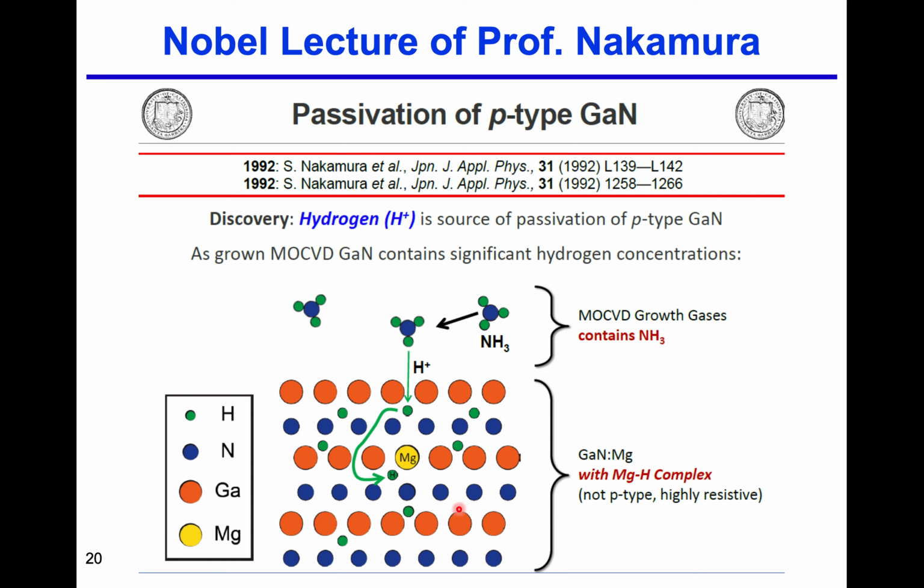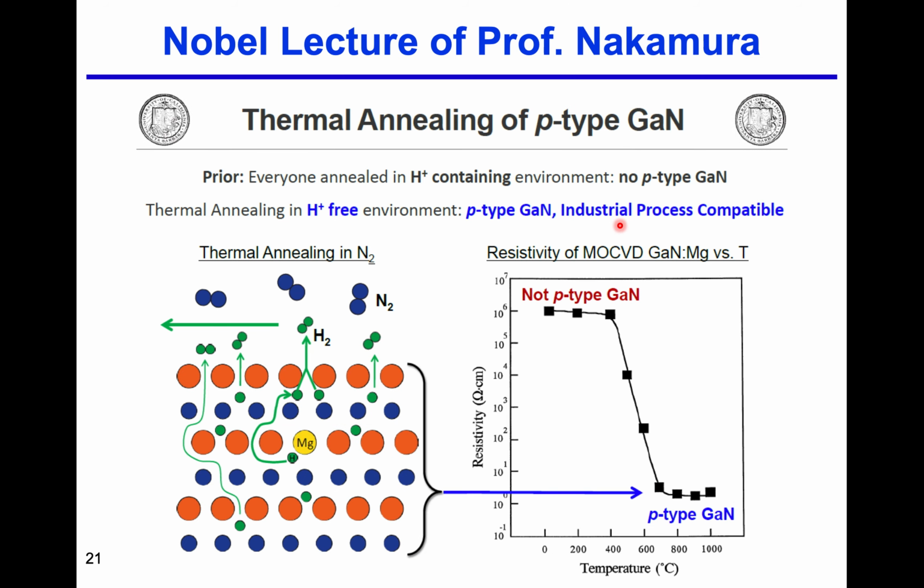To remove the hydrogen, you can use a higher temperature to break the bond between the magnesium and hydrogen, so that we can achieve the p-type gallium nitride and have the p-n junction. So p-type is an issue for the gallium nitride material. As we can see here, with the thermal annealing to break the bond between the magnesium and hydrogen, they can achieve a much lower resistivity. And the resistivity decrease means an increase in conductivity, so that we can have the p-n junction.